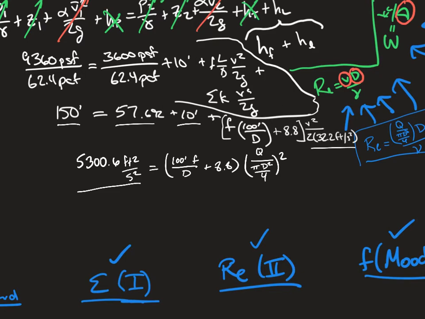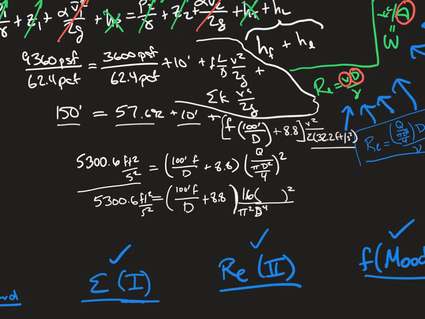So again, we're going to do some algebra. I'm not going to make you watch me do it. Okay, so again, I've just squared the right-hand side. I've got 16Q squared, and the Q in this case is 2.6738, CFS, and then pi squared D to the 4th. And again, I'm going to combine all of that, and I'm not going to make you watch me, so just hold on one second.